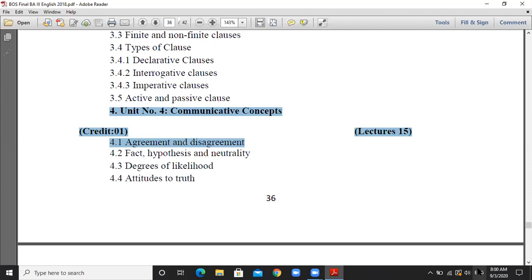Then the second communicative concept is fact, hypothesis, and neutrality. So when we want to talk about a particular fact, how do we express our opinions? Degrees of likelihood we are going to study, and attitudes towards truth. So these are the four communicative concepts that we are going to study.